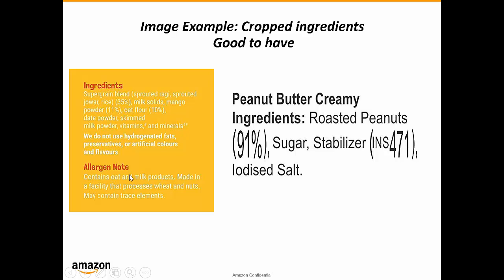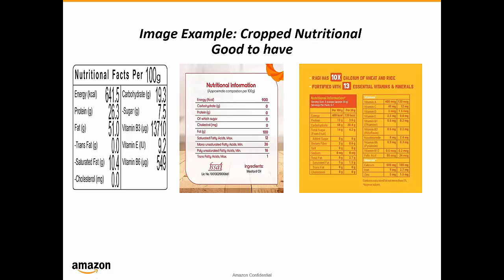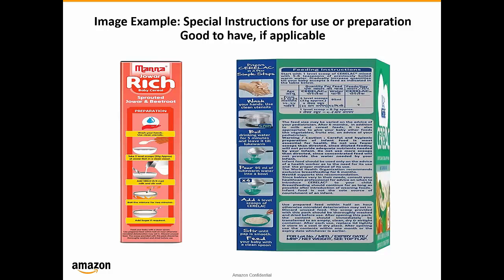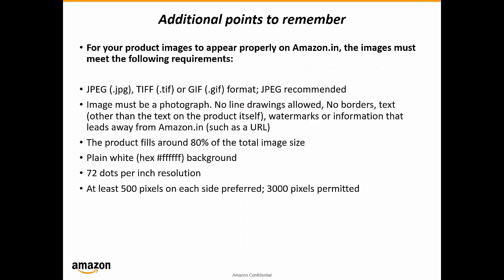Ingredient value and allergen note are separately mentioned, so that if I want to see what ingredients it has or what the allergen note is, I should be able to clearly look at it. These are examples wherein cropped nutritional information is there, so that should be provided along with all the side images of the product. These are a few examples of special instructions.